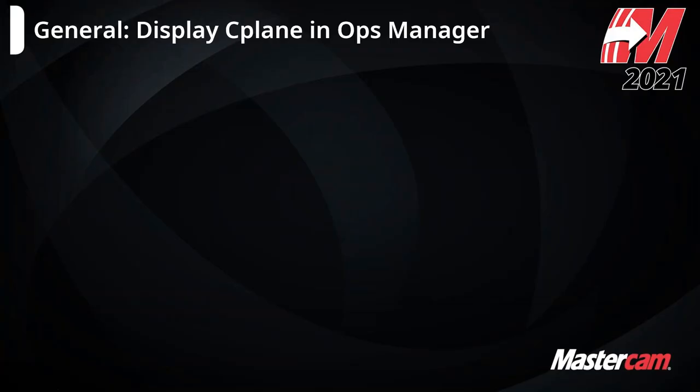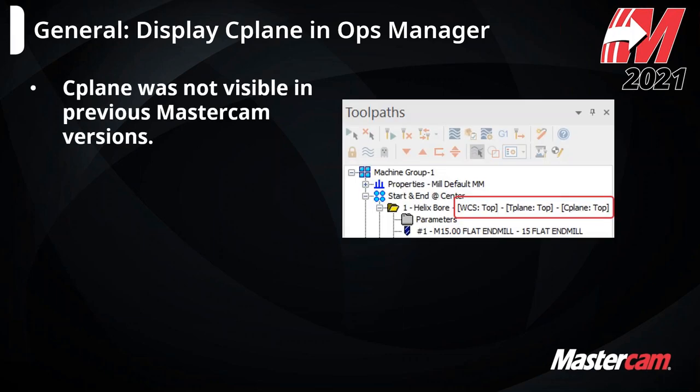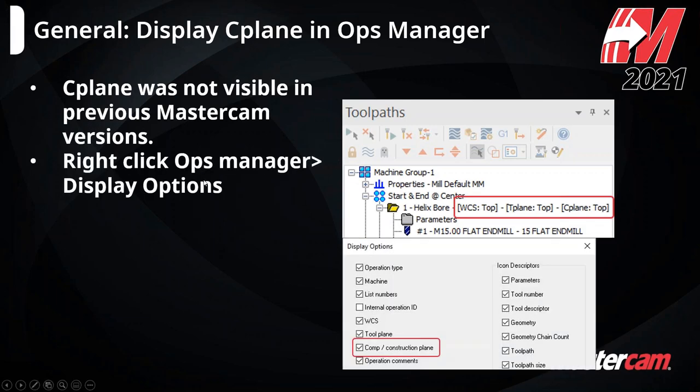Next is another small change. Before, in the operations manager, you could only see your world coordinate system and your tool plane, but now we also allow you to view the construction plane per tool path. That's as simple as right clicking anywhere in that white area in the operations manager and clicking on display options. A lot of people don't know about this in general, but you can really control what you do and don't see per operation. Because some people have given me the feedback that by default it's a little busy. Well, you can make it as simple as you want by turning off some of those different descriptors in there, or on if you want more information.